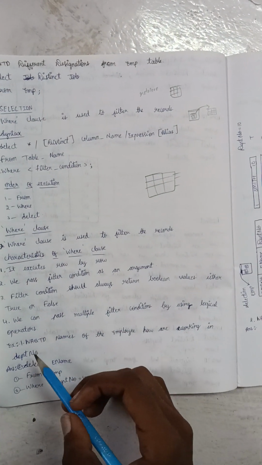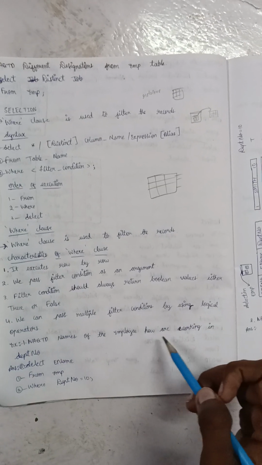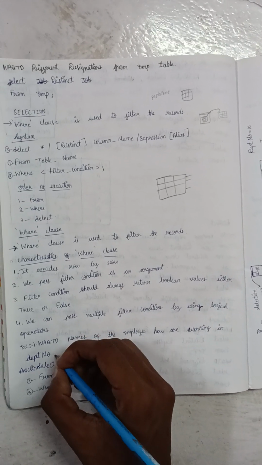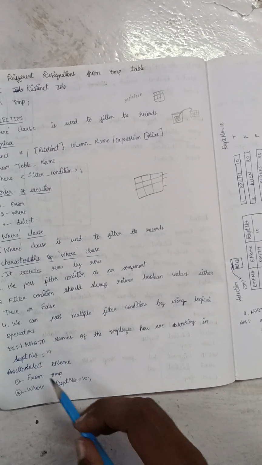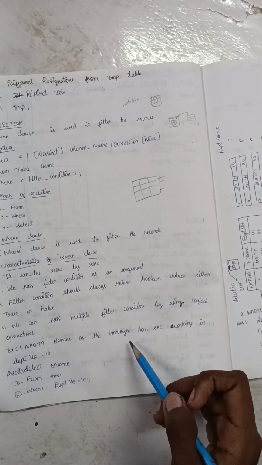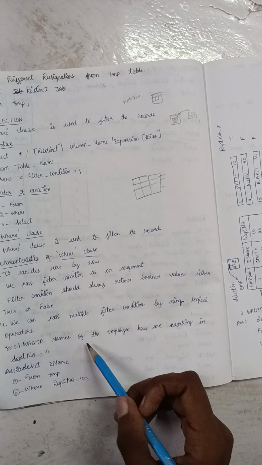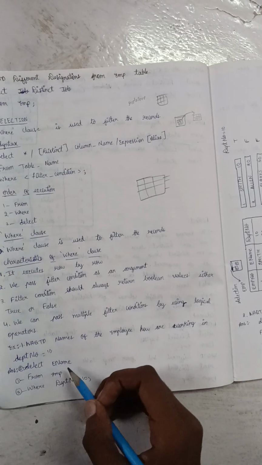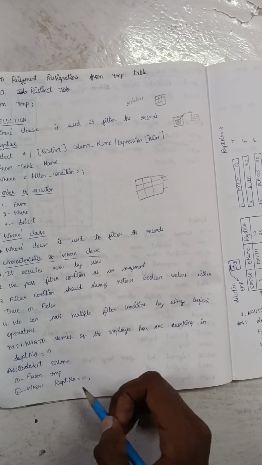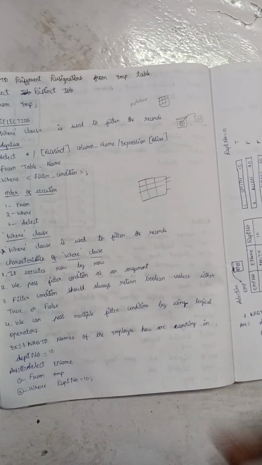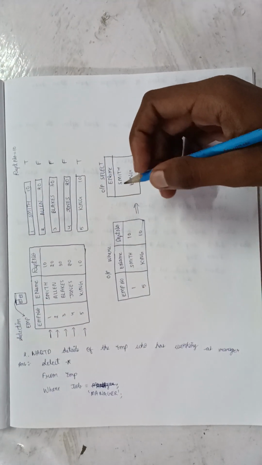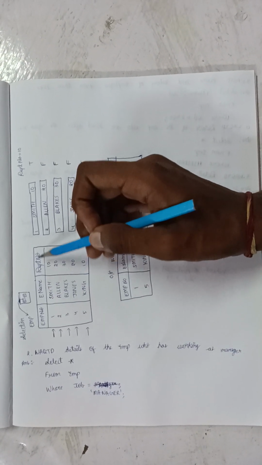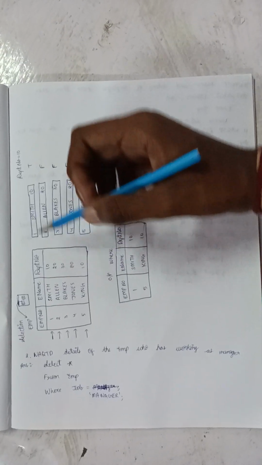Write a query to display the names of the employees who are working in department number equals 10. If the department number equals 10, then display the names of the employees. Query for that: SELECT ename FROM employee WHERE department number = 10; For example, we have the employee number, employee name, department number, and the values.